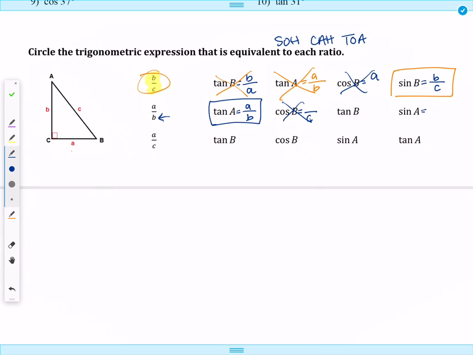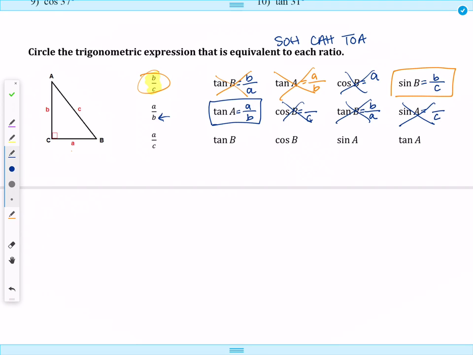Same thing with sine of A. It has hypotenuse on the bottom, which would be C. So I can cross that out as well. So tangent of B, in relationship to B, tangent would be opposite, which would be B, over adjacent, which is A. Well, that's the reverse of what they asked us for. A over B, and we got B over A. So that one is not correct either. So only one correct answer on the second one, and that is tangent of A.